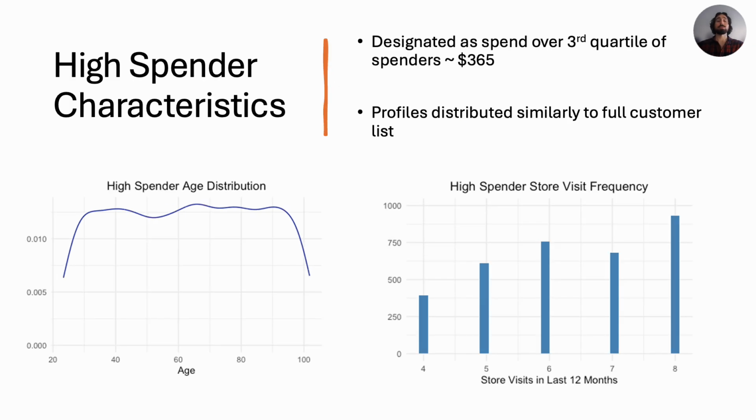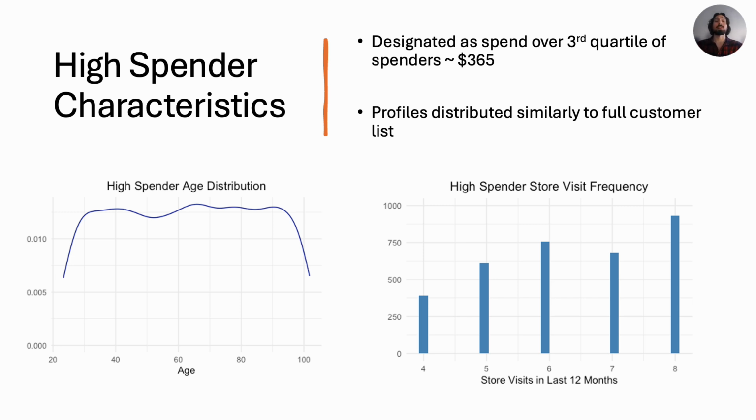After looking at characteristics of all of the provided BBY loyalty customers, our team carved out a subgroup of high spenders. These spenders were customers that were designated as spending above the 3rd quartile of all spending, which was anything over $365. We found that there were no perceptible differences in characteristics between high spenders and regular customers.